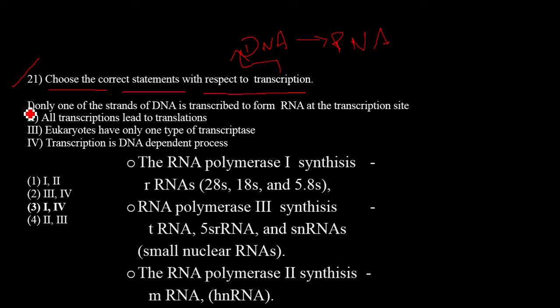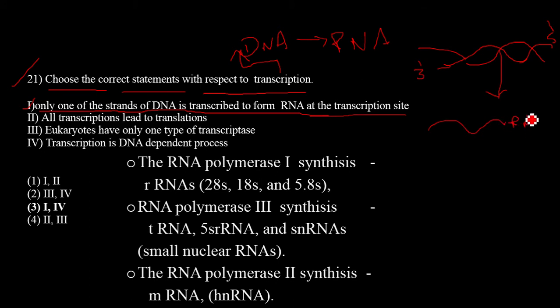Here the first statement: only one of the strands of DNA is transcribed to form RNA at the transcription site. Yes, DNA contains two strands, and only one strand of DNA is transcribed into RNA. The strand which runs from 3' to 5' acts as the template for formation of RNA. The newly formed RNA is single stranded. Only one strand is a template for formation of a new RNA. The other strand will not be involved in transcription.